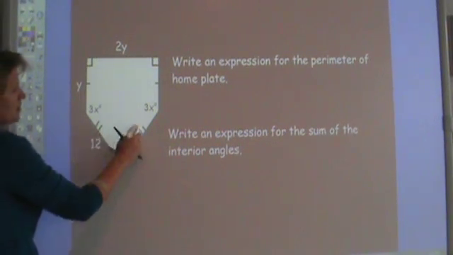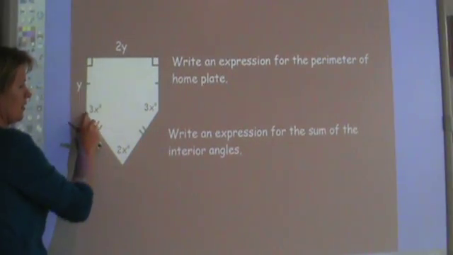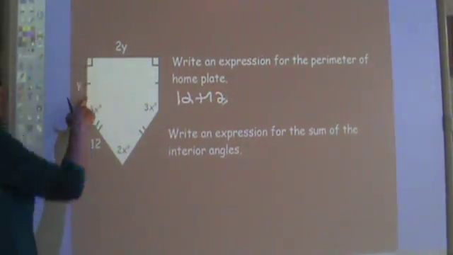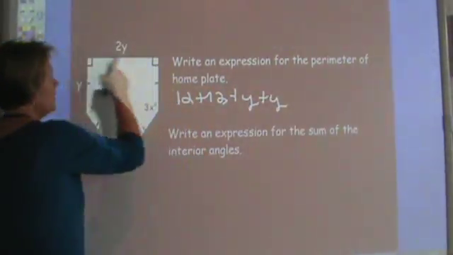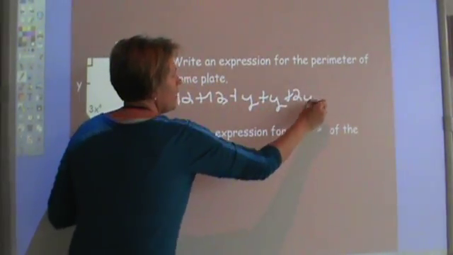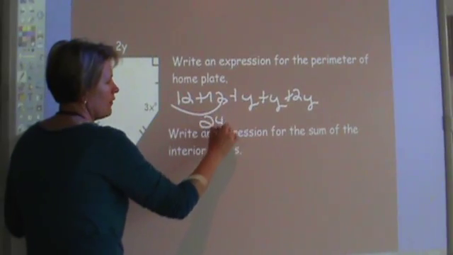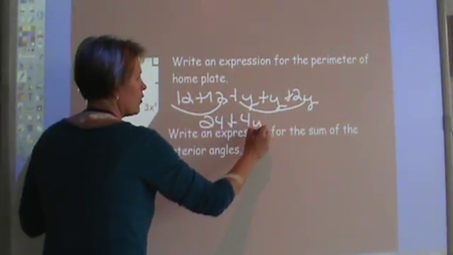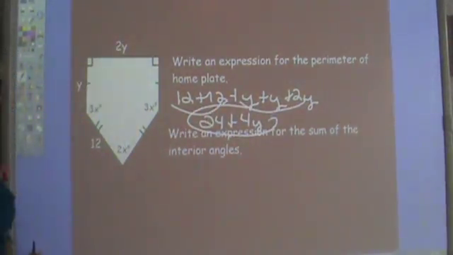If I have 2 tick marks here and 2 tick marks here, that means if this is 12, this is 12. So if I'm going to do perimeter, this is 12, this one's 12, this one's y, which makes this one y, and then this top one is 2y. All right, then we're looking for like terms. 12 and 12 are like terms, we can make them 24. And then y plus 2y is going to get us 4y. So that would be our expression for the perimeter of home plate.